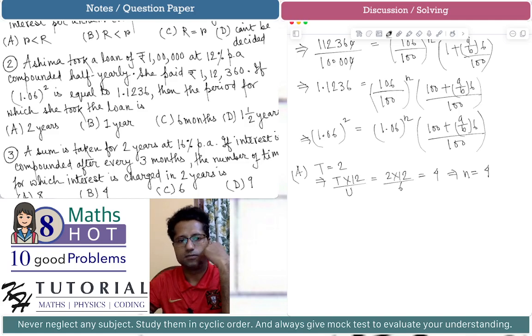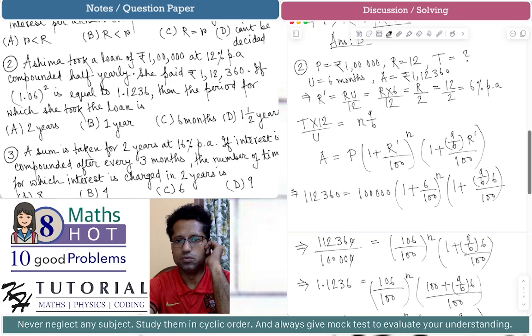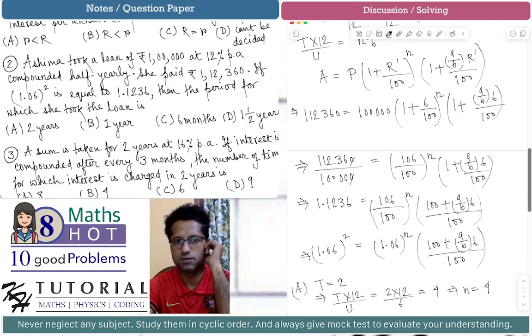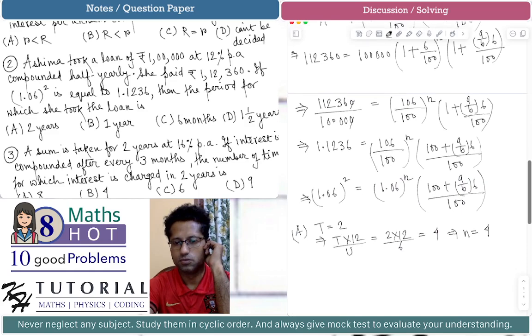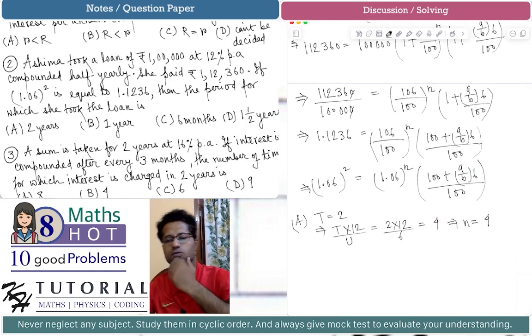The choice A is given as 2 years, which means t is equal to 2 years. If t is 2, then what is u? u is 6 months, because it is given compounded half yearly. So t multiplied by 12 divided by u is 2 multiplied by 12 divided by 6, which is 4. Now, if we want to express 4 as a mixed fraction, n and a by b, then obviously n is 4 and a by b equals 0.